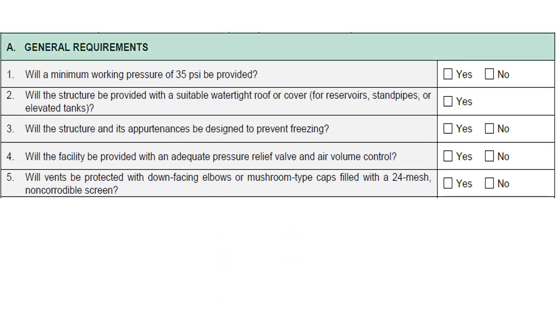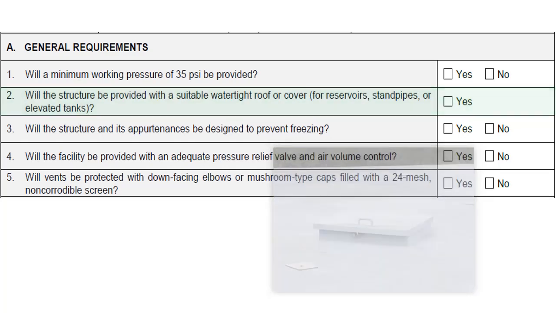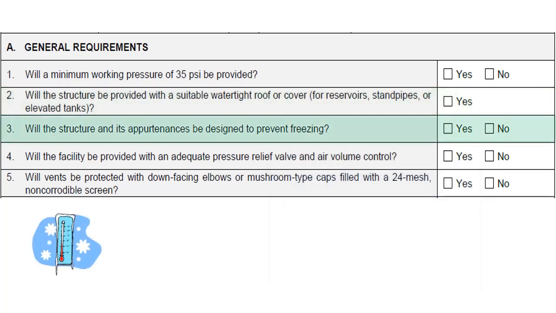Section A is for general requirements. Storage vessels should allow for a minimum working pressure of 35 psi. Reservoirs, standpipes, and elevated tanks shall be provided with watertight roofs or covers to prevent contamination. Storage structures shall be designed to prevent freezing. Facilities using pressurized storage tanks should be provided with pressure relief valves and air volume controls to ensure the tank maintains proper pressure and does not rupture.